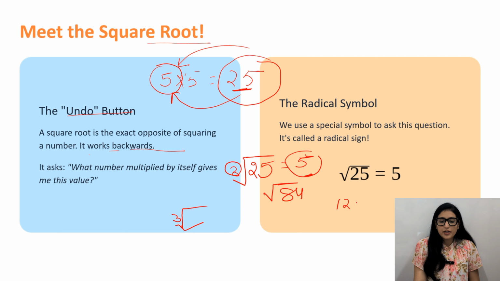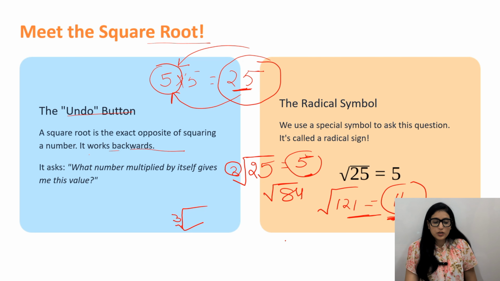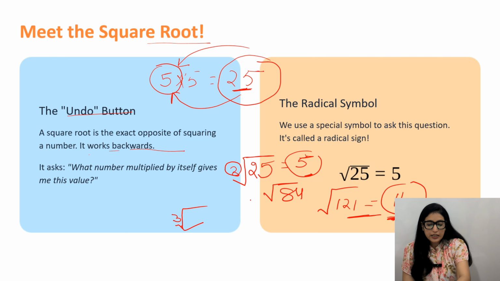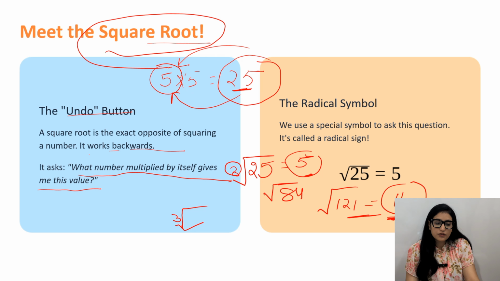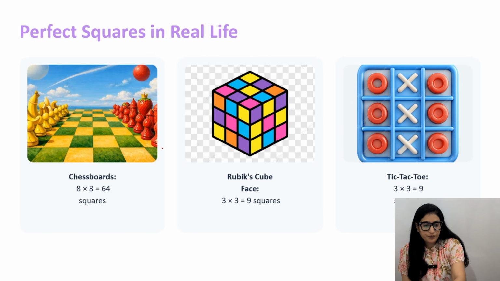Similarly, if you write 121 and take the square root of it, 11 will be the answer, because 11 multiplied by itself gives you 121. Clear? So this way, when you ask yourself the question, what number multiplied by itself gives me this value, you will get the square root of the given number.